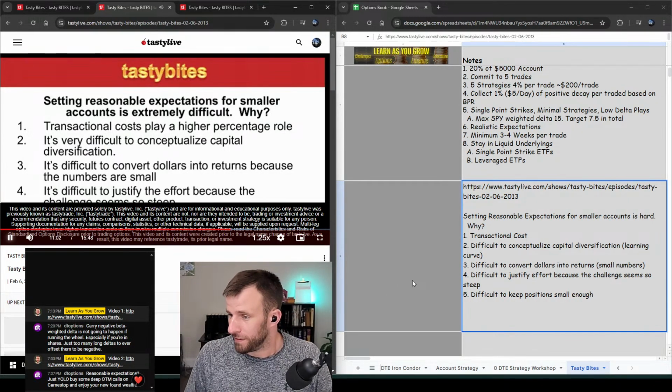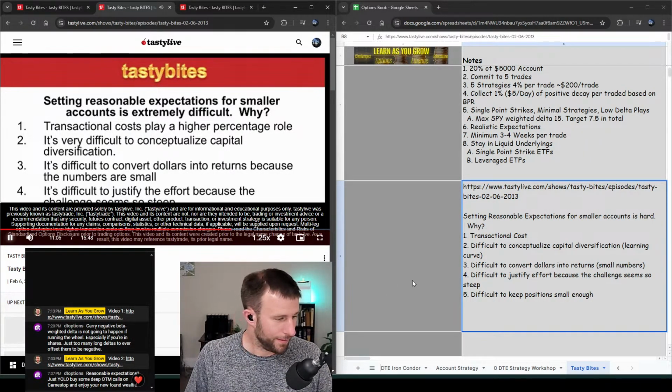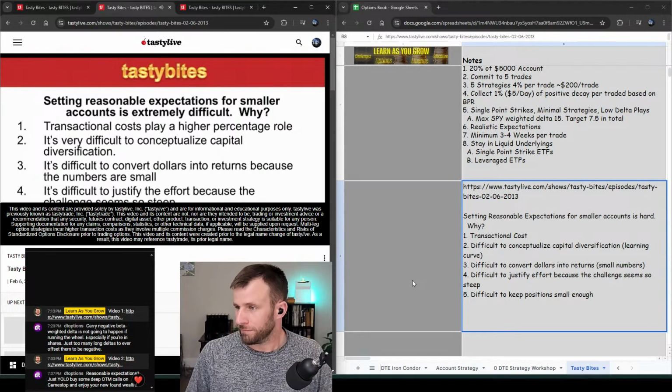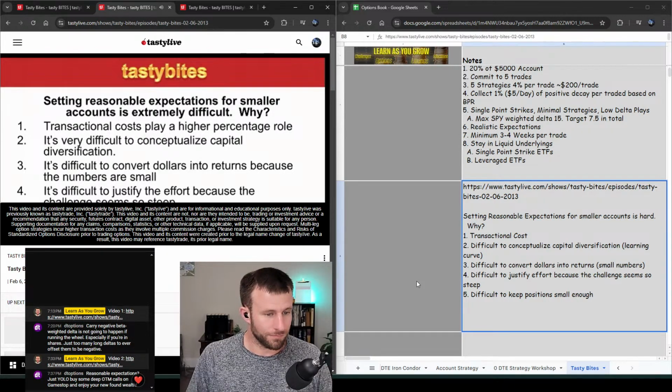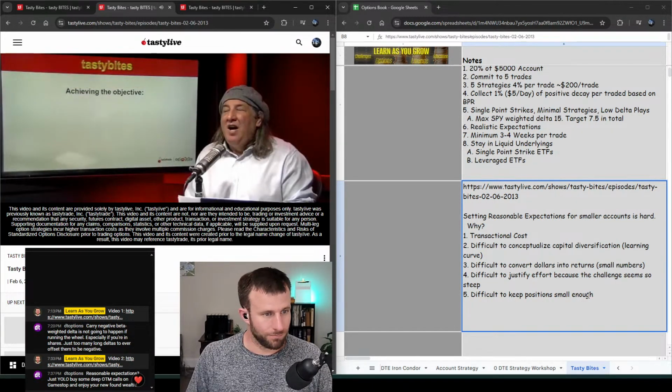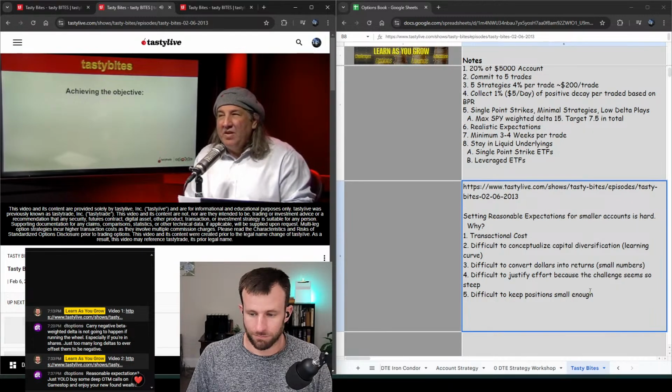Expectations for smaller accounts is very difficult. Transaction costs are high. It's difficult to conceptualize capital diversification. It's difficult to convert dollars into returns because the numbers are small. It's difficult to justify the effort because the challenge seems so steep, and it's difficult to keep the position small enough. I promise you those are all real challenges. Let's go to the next one. There's another slide: achieving the objective.